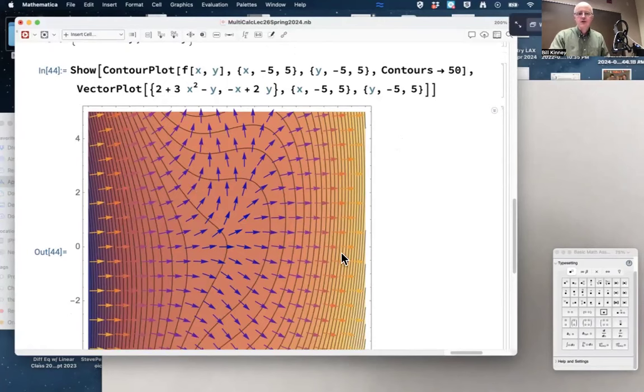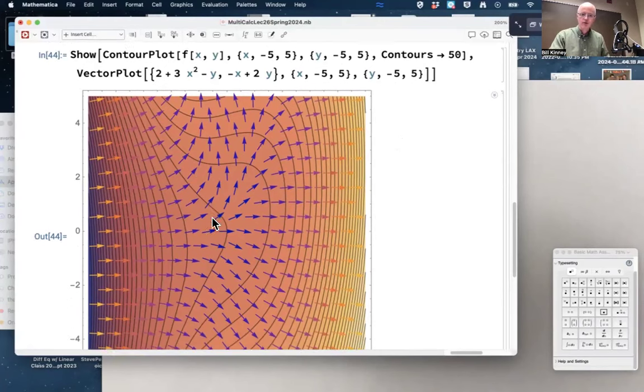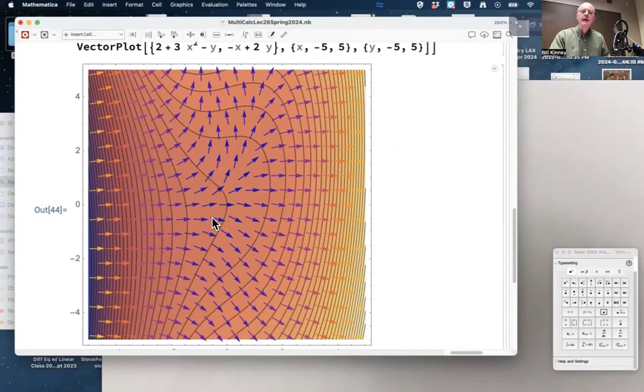Where they're more orangish, they are longer. Where they're more bluish, they are shorter. It is a vector field. We could think of it as a force field and have a curve in there. We could try to integrate this vector field over some curve.